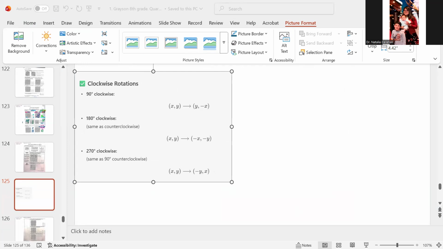Does he allow you to use notes and stuff or no? No. Okay, well, you're going to have to memorize it.